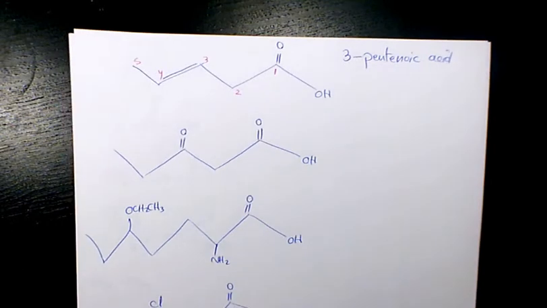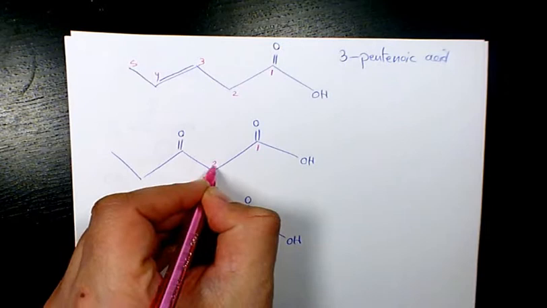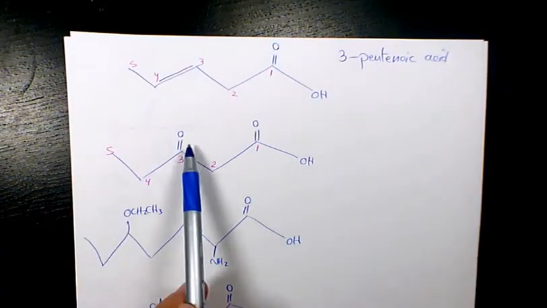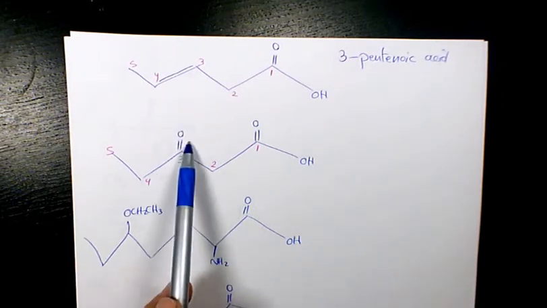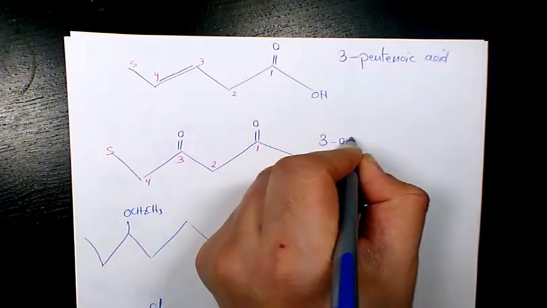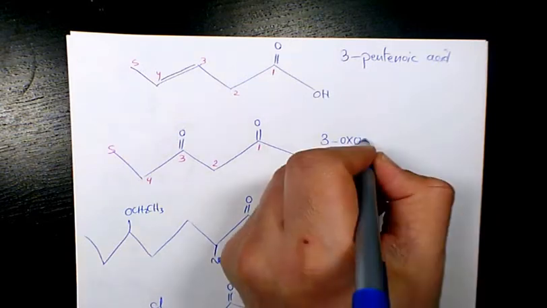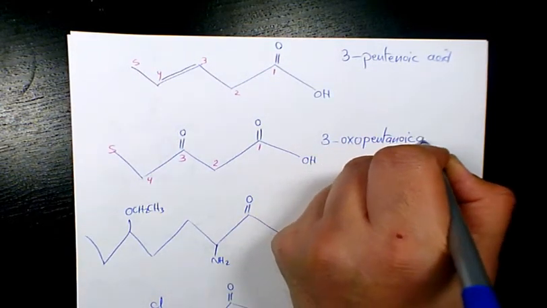Next one, again, we are dealing with an acid. Start numbering from this side. 1, 2, 3, 4, and 5. So here we have this functional group. As you learned in other videos, we call this one oxo. So we have 3-oxo. How many carbons do we have? We have 5 carbons. Pentanoic acid.